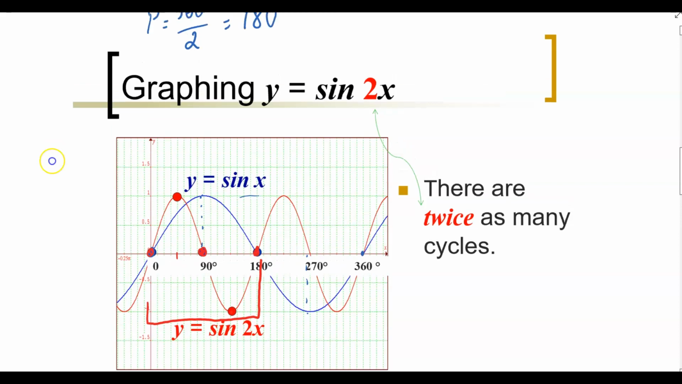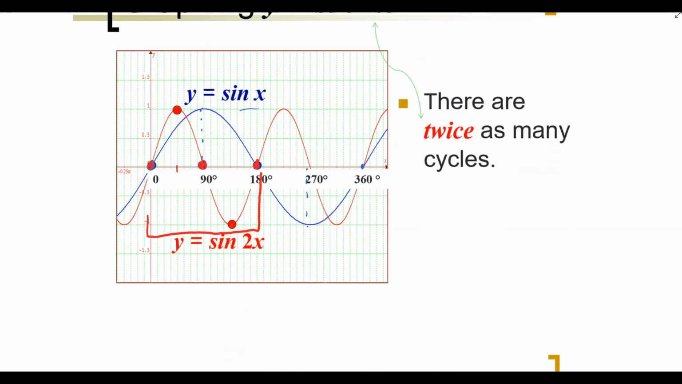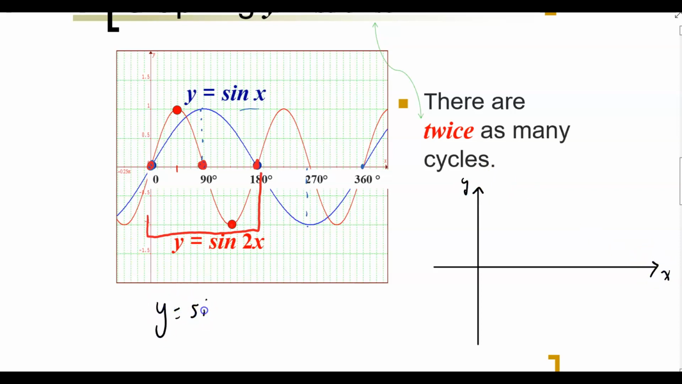Now let me take a look at how I would graph that using the 5 key points. So let's just draw ourselves a little bit of a place to graph. We've got our y, we've got our x-axis. We are graphing y equals sine 2x.